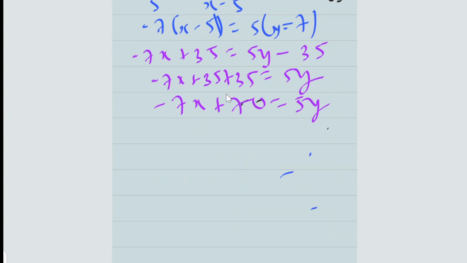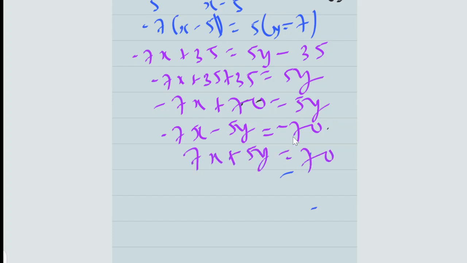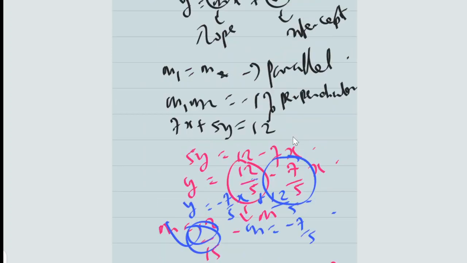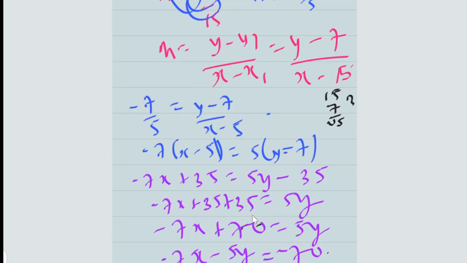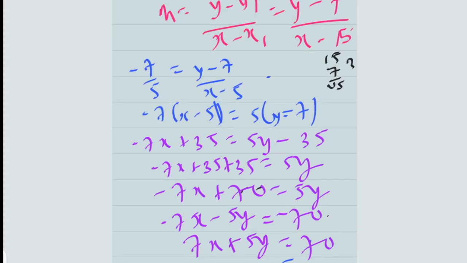I think that is the result. Minus 7x plus 70 is equal to 5y. Okay, let us write it. You can bring this one here. This will be minus 7x minus 5y is equal to minus 70, which is same thing as 7x plus 5y is equal to 70, when you divide through by a negative number. Yeah, so the answer is B. Sorry for the error, for the mistake.